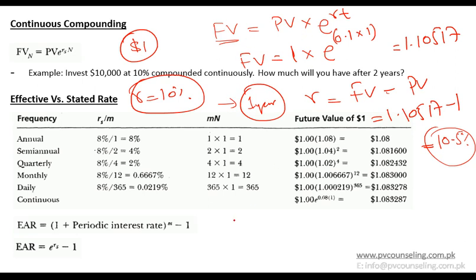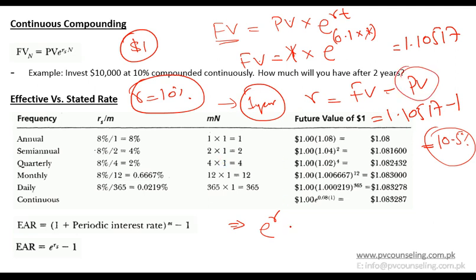If I have to further simplify the formula, what is PV? PV is 1. So if I write it or not doesn't make any difference. What is t? t is 1. So I write it or not doesn't make a difference. So simply what I have done is I have taken e to the power r to calculate FV, and whatever I get, I will subtract PV.